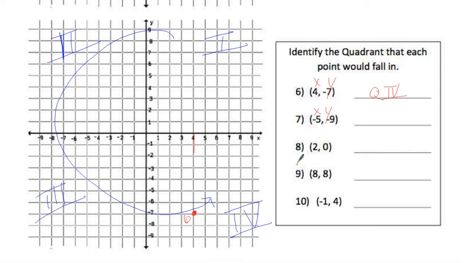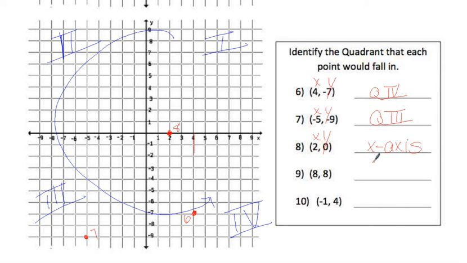X and y, walk and fly. So I'm going to start at the middle, walk to -5, fly to -9. There's my point 7. I'm in quadrant 3. Now, number 8 is a tricky one. Number 8, x and y, walk and fly. Because it has 0, I'm going to walk 2, but I'm not going to fly any. So there is my point 8. And we're going to write it as on the x-axis. It's not in a quadrant, it's on an axis.